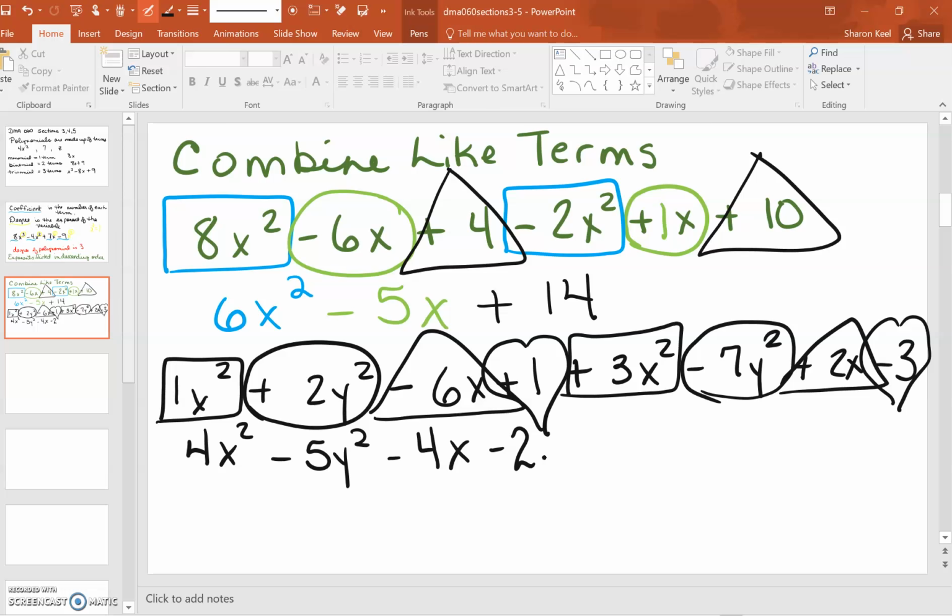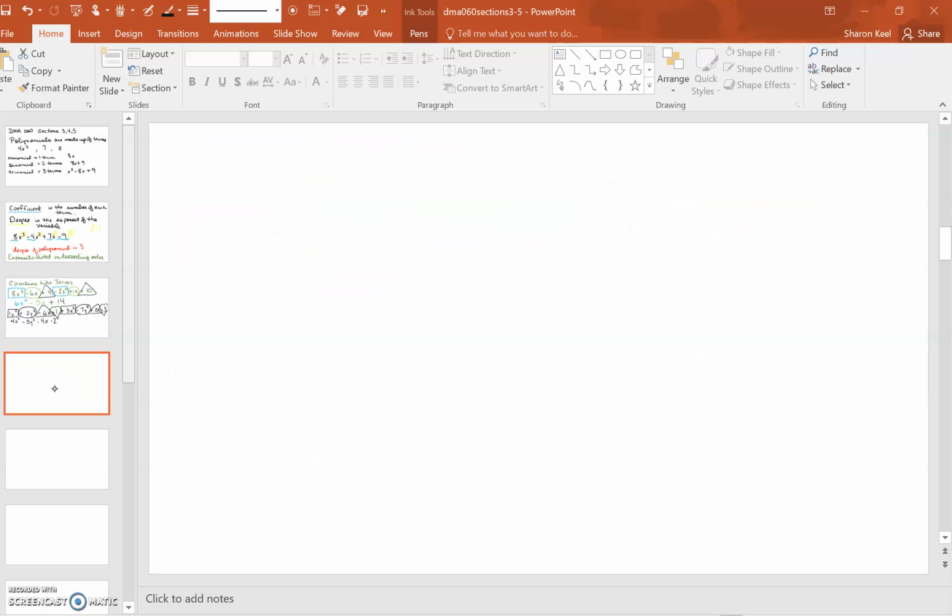So that's all of section 3, is learning some terminology and knowing that polynomials are written in descending order, and that when you're simplifying an expression, you're going to combine like terms, just like we had done before in DMA 40. Now, the next section, 4, is about adding and subtracting polynomials.